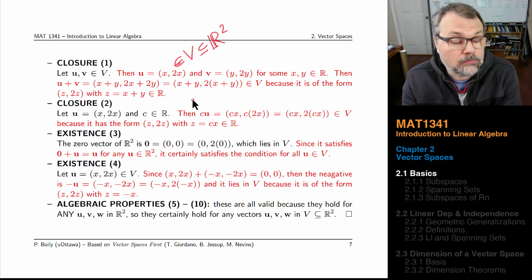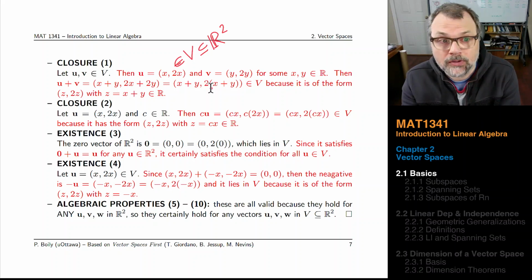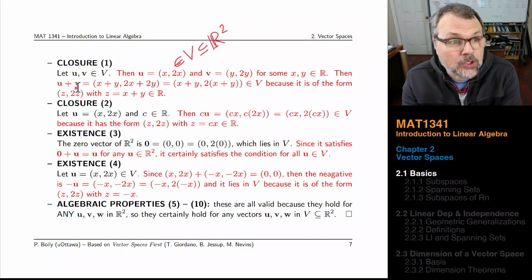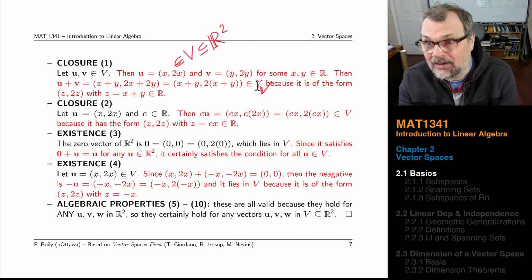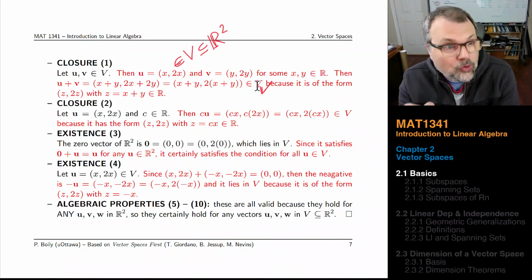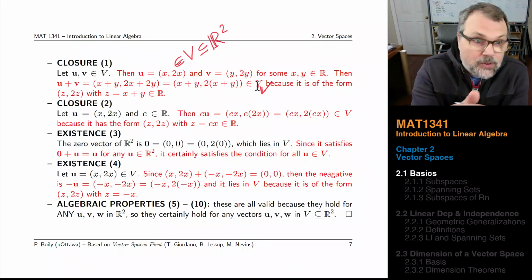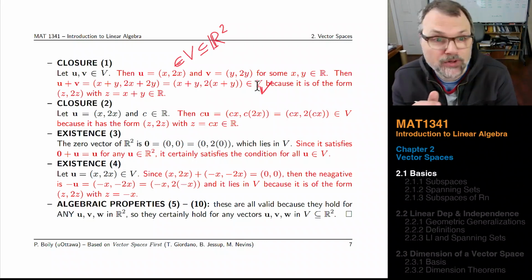So, the first component is half of the second component, or the second component is twice as big as the first. And so, this result, u plus v, is indeed in the set V, because it is of the form z, 2z, where the z happens to be x plus y, whatever x and y would have been.